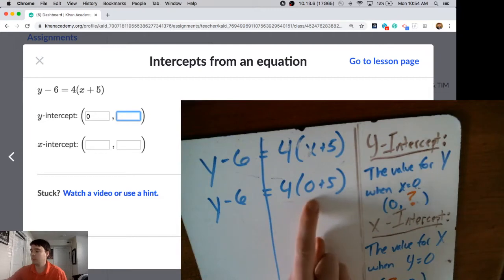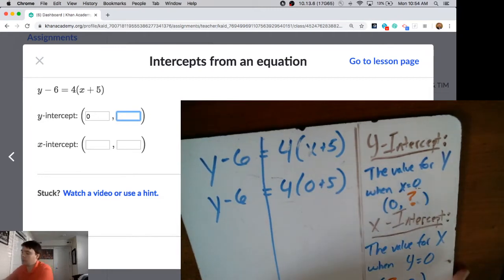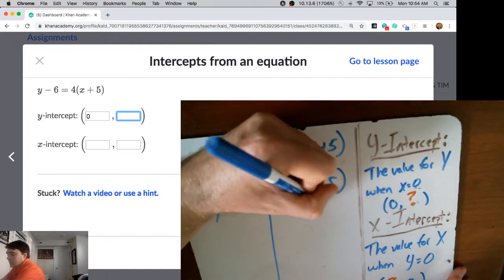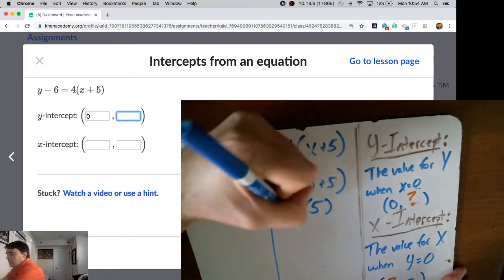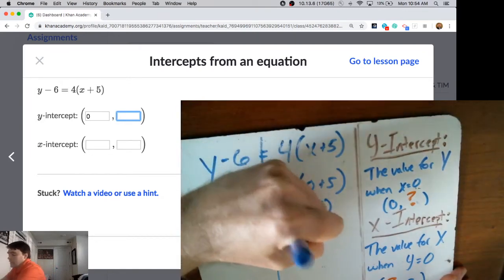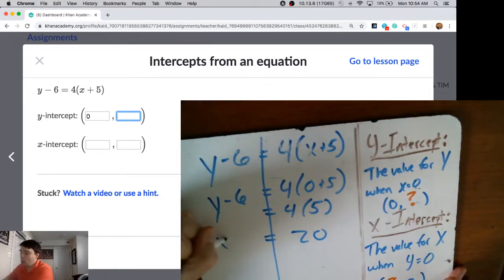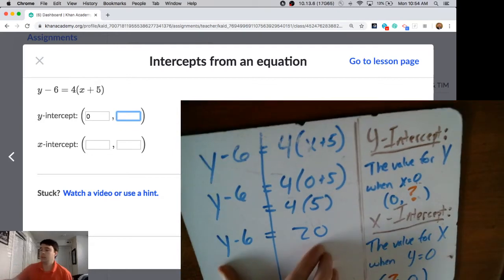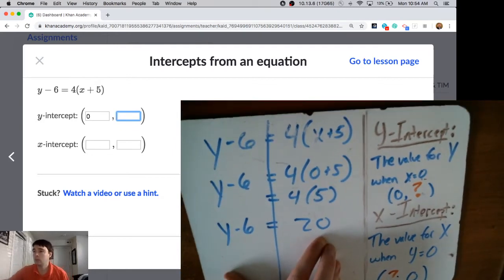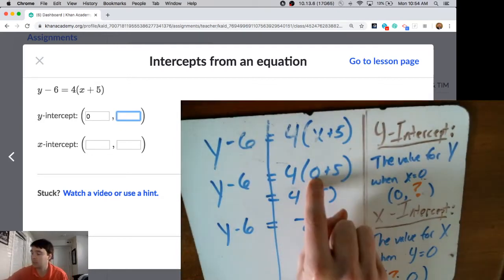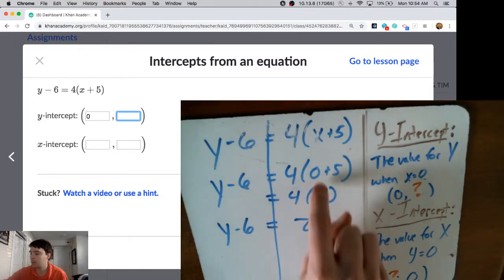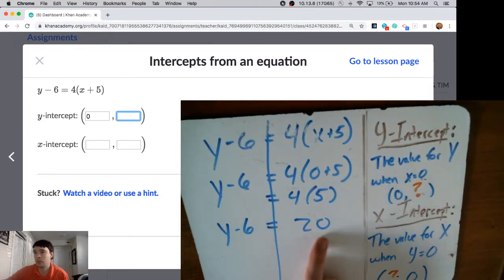I'm going to simplify first. I'm going to simplify all the numbers on the right side of the equation because there's no variables over there. 0 plus 5 is 5, and 4 times 5 is 20. So y minus 6 needs to be equal to 20. Recapping, we replaced the x with 0. Then we did the math to simplify the right side of the equation.